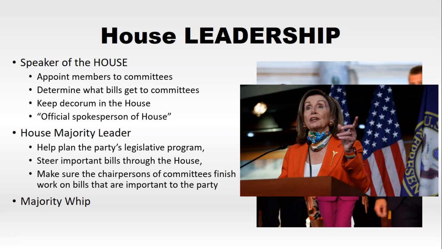And then the last major leader within the House is known as the majority whip. And the majority whip's job is simply to keep party members in line. If you are a Democrat, you better vote with your party, and it's up to the majority whip to do that. Okay, we're almost finished. We've got about 5 minutes left.